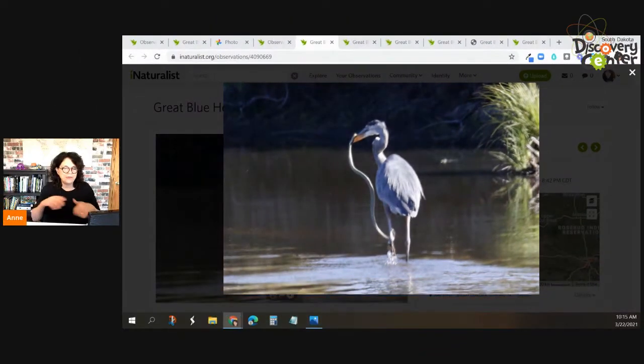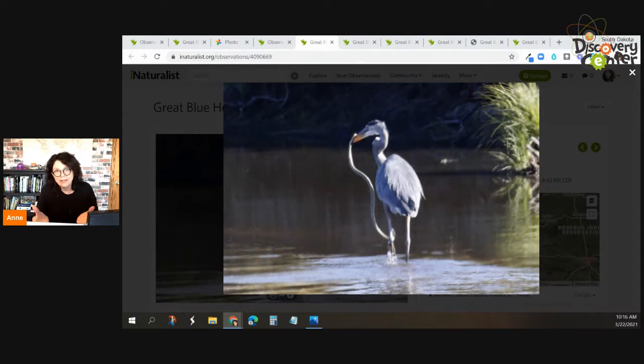So what was the heron doing? Well, I see the heron has a snake in its beak and it's standing in the water. And I emailed the woman who took the picture and asked her about what happened next. And she said, well, the heron picked it up and shook the snake around and dropped it a couple of times and then ate it. So that gives us a big clue about why herons are in the water.